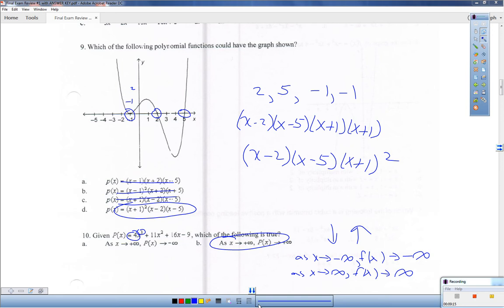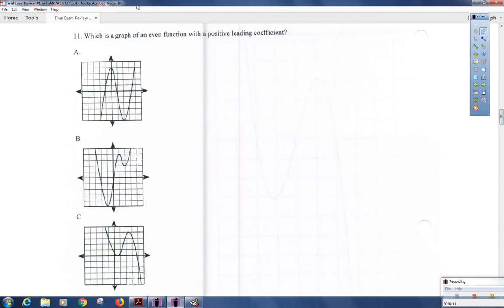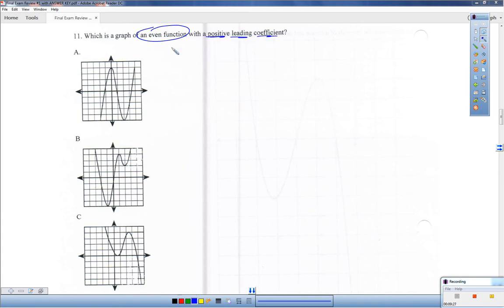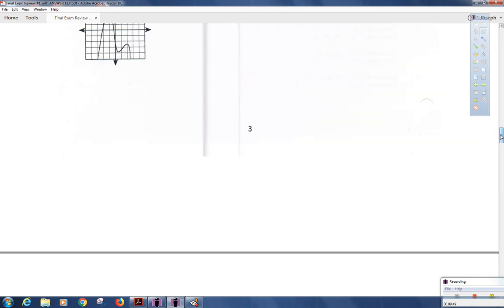Alright, let's move on to number 11. It says, which is a graph of an even function with a positive lead coefficient. Even functions mean the end behavior goes the same direction. Positive means they're both going to go up. So notice that these are going opposite directions, so that's odd. These are both going up, and they're both in the same direction, so that would be my even positive lead coefficient. Notice that in C, they're going in different directions, so that's odd. And I'm betting that D is going to be the same direction, but they're going down. It is, so that's why it's not D, it's B.